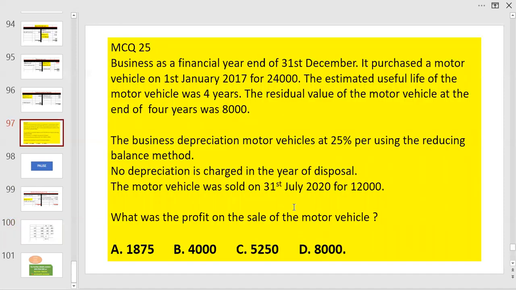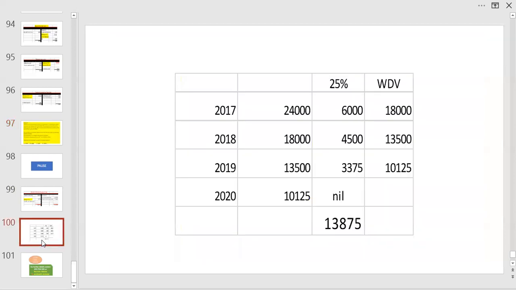So 1st January to 31st July, there are 7 months. So in a normal situation, we will have to provide for 7 months depreciation for the year 2020. But here they have very clearly stated no depreciation is charged in the year of disposal. So this is the policy of the company. Therefore, in keeping with that policy, we have not provided any depreciation. Therefore, the amount is 13,875.